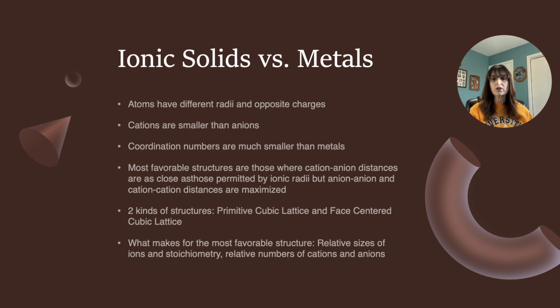Most favorable structures are those where the cation and anion distances are as close as those permitted by ionic radii, but anion-anion and cation-cation distances are maximized. So in other words, they are arranged so that the attractions are the strongest, but the repulsions are farthest apart. There are two kinds of structures with ionic solids: the primitive cubic lattice and the face-centered cubic lattice. And what makes for the most favorable structure are the relative sizes of ions and stoichiometry, the relative numbers of cations and anions, and that will actually dictate what the structure looks like.